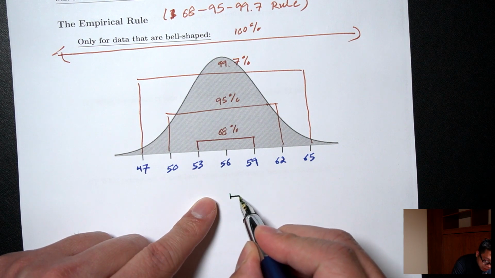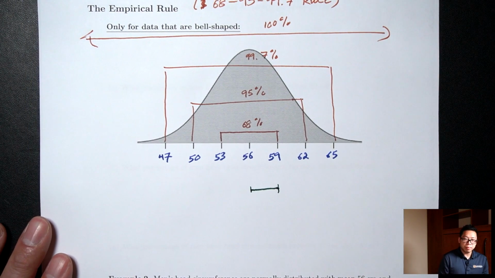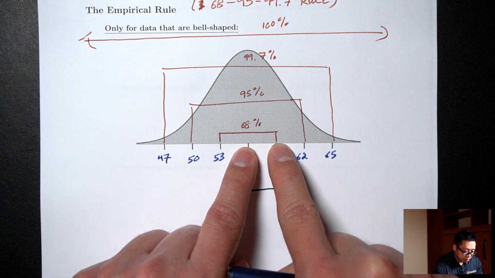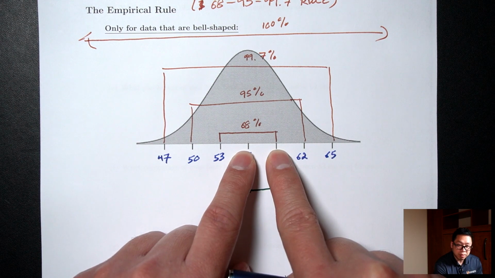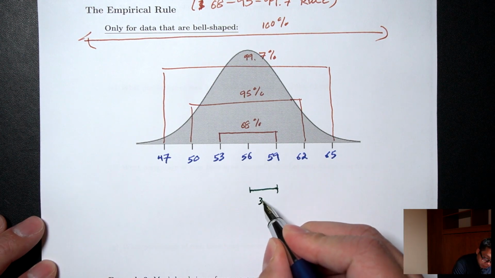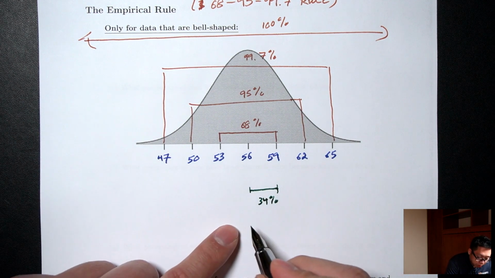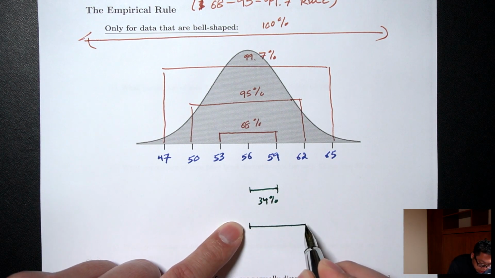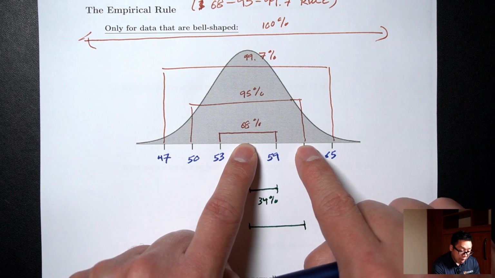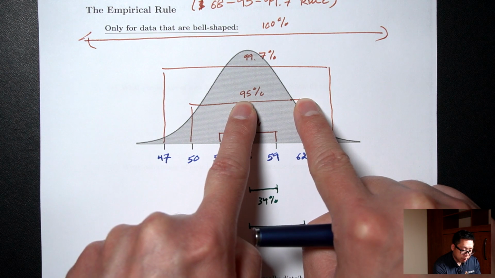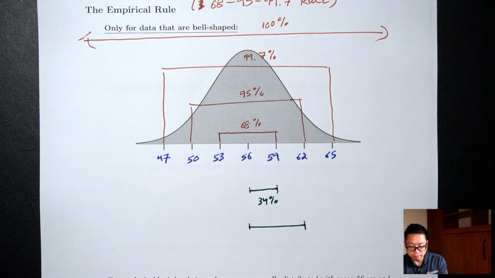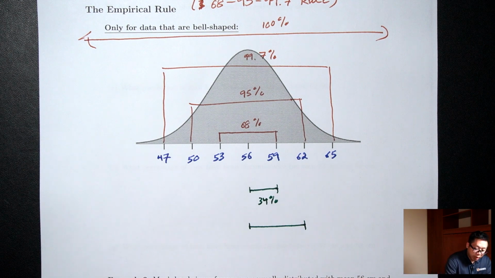What percent would be 56 to 59? If I know 53 to 59, if I know this is 68, 56 to 59 should be half of that, and it is. So 56 to 59 is half of 68, which is 34%. What percent is the middle to the 62? So middle to 2 up should be half of the 95. Okay, so middle to 2 up is half of 95. What's half of 95? 95 divided by 2. 47.5%.